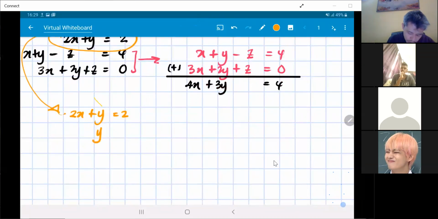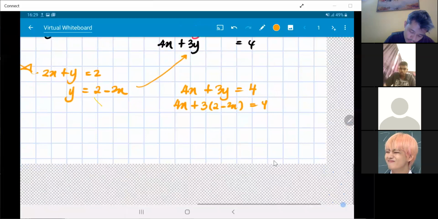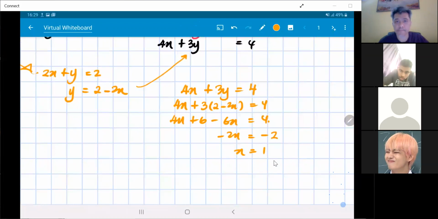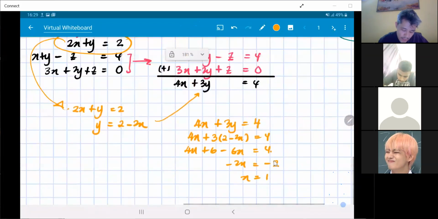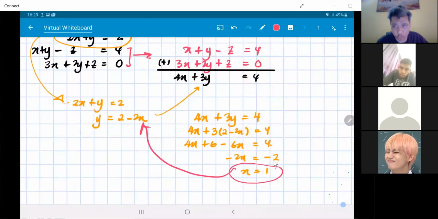So if I arrange this, y equals 2 minus 2x, then I can replace into here. Okay, so which means now 4x plus 3y equal to 4. So 4x plus 3 times y, which is 2 minus 2x, equal to 4. Open the bracket, you get 4x plus 6 minus 6x equal to 4. So what do we have here? This is negative 2x. So x equal to 1. Okay. And then to find your y, we can just take this x answer and plug into here. Find y and then find z. Okay. Like just now. All right.